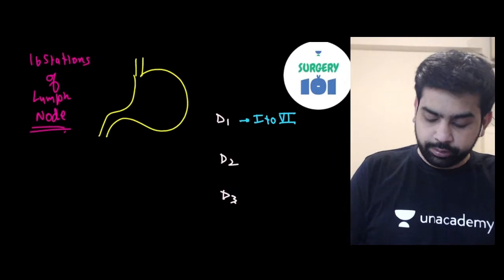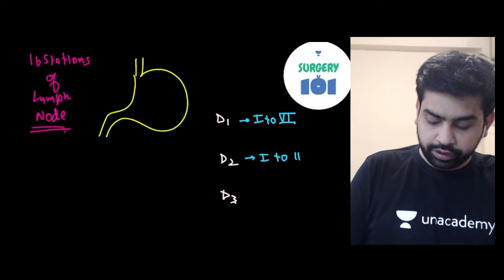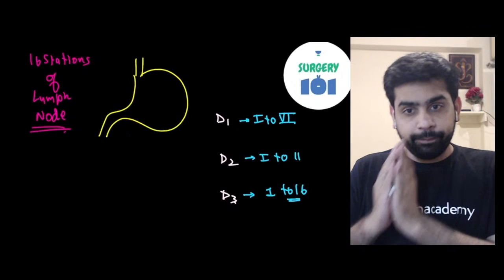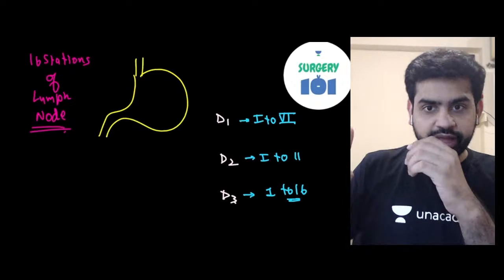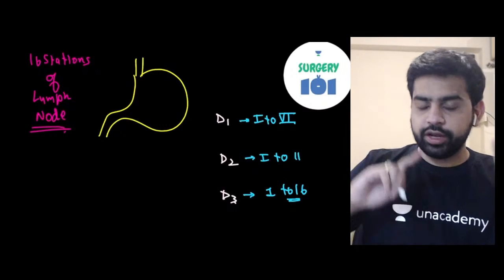What about the D2 gastrectomy? We are removing the lymph node stations from 1 to 11. And the D3, we are removing from 1 to 16. Do you get this particular point? So it depends on the number of lymph node stations which we are removing. In D1, 1 to 6. In D2, 1 to 11. And in D3, 1 to 16.